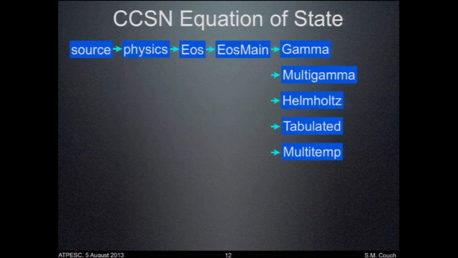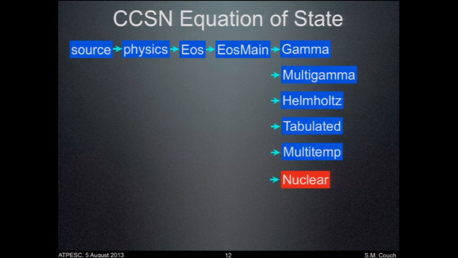So we take a look at the EOS unit. Underneath EOS main, there are several different equations of state which look pretty common: Gamma law, multi-gamma, Helmholtz, which is the electron-positron equation of state, and Tabulated, which you might think I used, but actually when I started all this, tabulated didn't exist yet. And multi-temp, which is a multi-temperature equation of state. So we added this new nuclear equation of state.